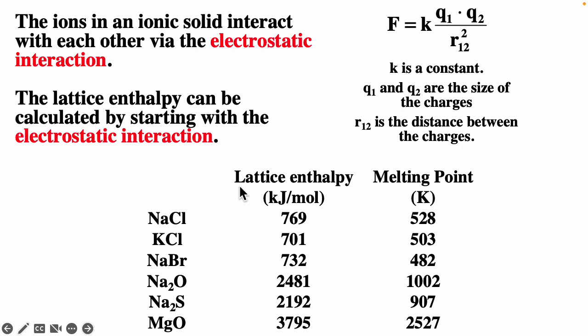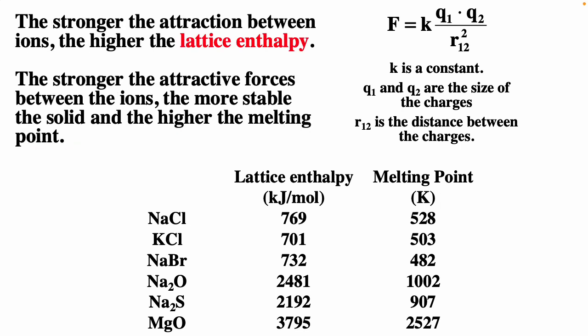And so we have a series of ionic solids, lattice enthalpy, melting point. Typically the higher the lattice enthalpy, the higher the melting point. And the stronger the ion-ion interaction, the higher the lattice enthalpy, the higher the melting point. And remember, it just follows Coulomb's law. Force is equal to k, a constant we don't care about, times charge of particle 1 times charge of particle 2, divided by the distance squared. And so the stronger the attraction between the ions, the higher the lattice enthalpy, and the higher the melting point.